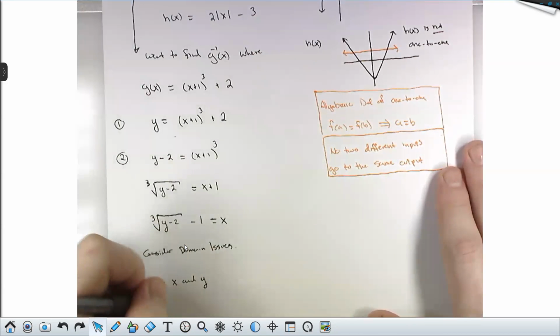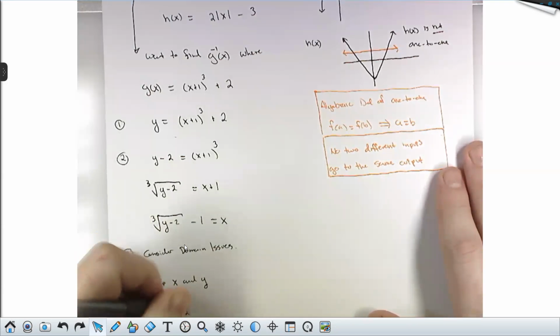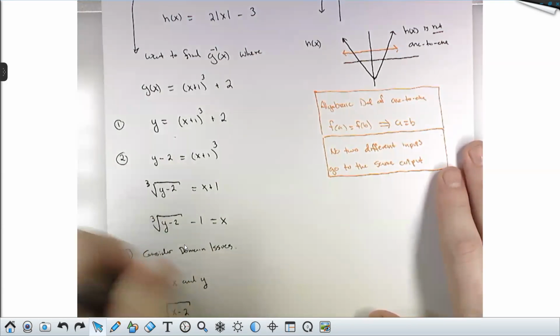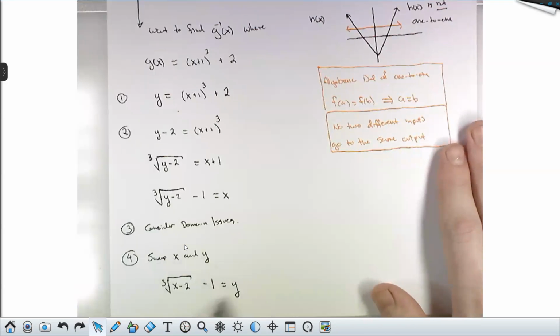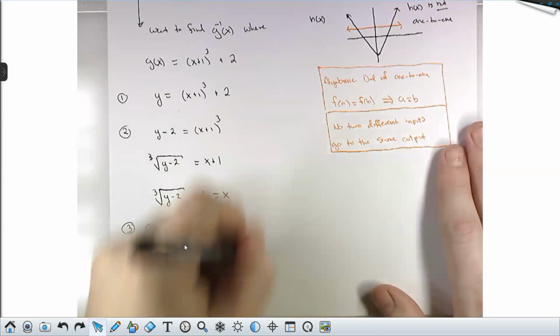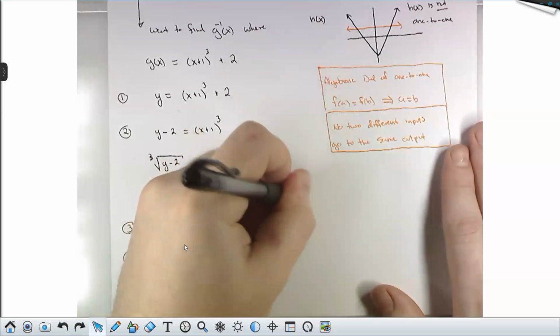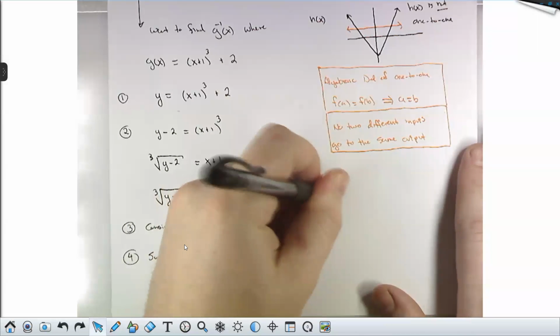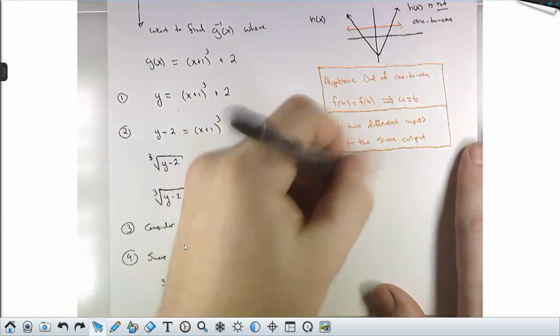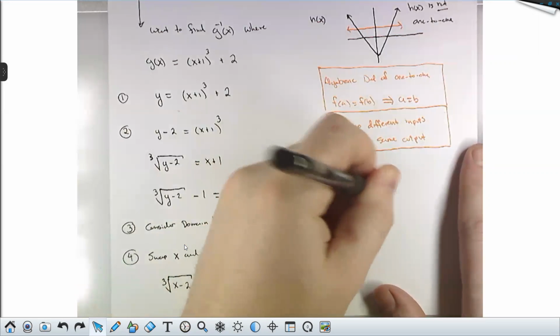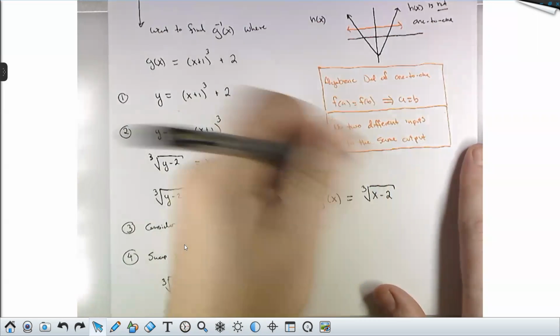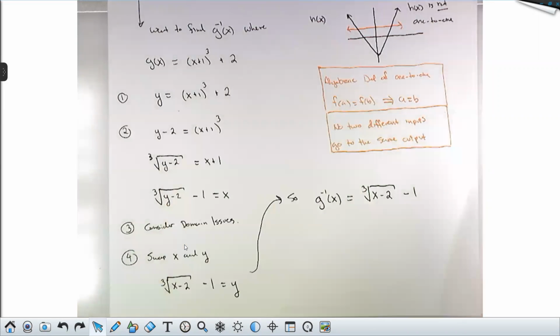So I'd have the cube root of x minus 2, minus 1 equals y. And this thing is f or g inverse. So g inverse of x is this thing, the cube root of x minus 2, minus 1.